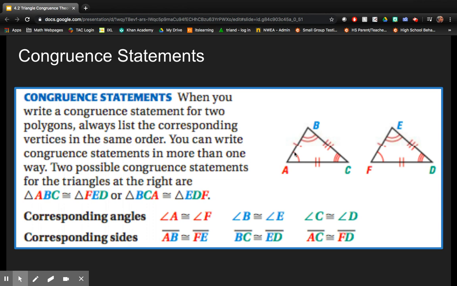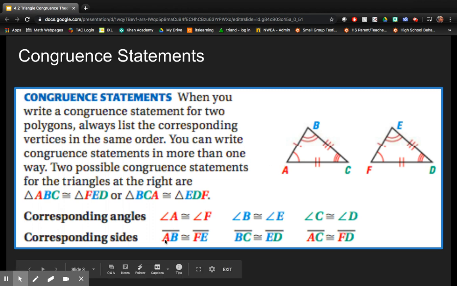Again, note, angle with one mark is congruent to angle with one mark. The markings on the triangles are extremely important. Corresponding angles: angle A congruent to angle F, angle B congruent to angle E, angle C congruent to angle D, and corresponding sides.